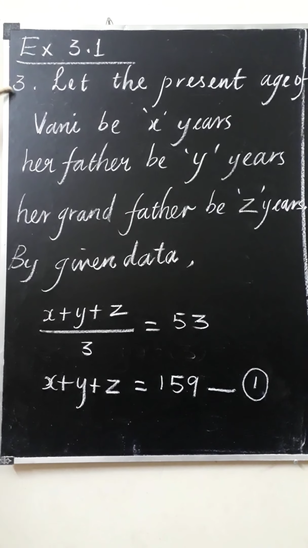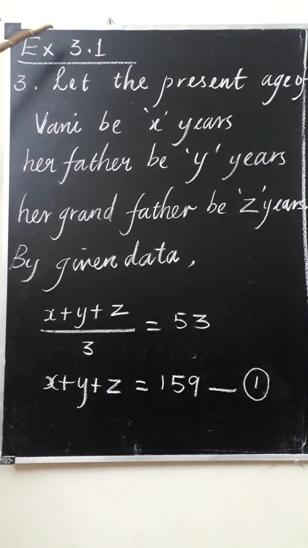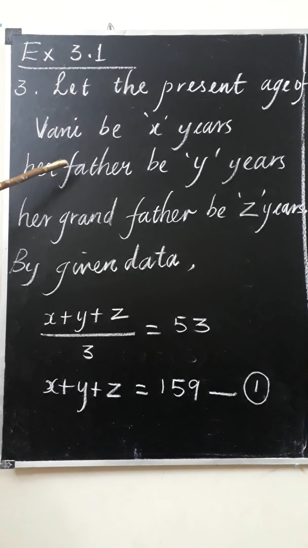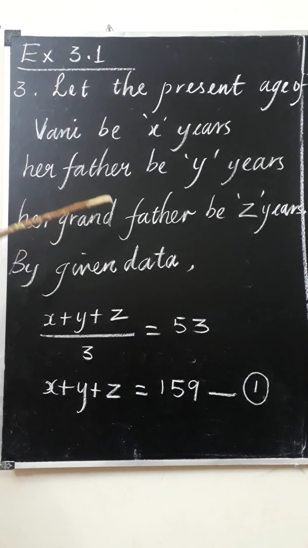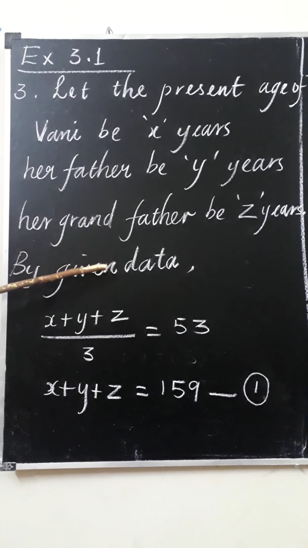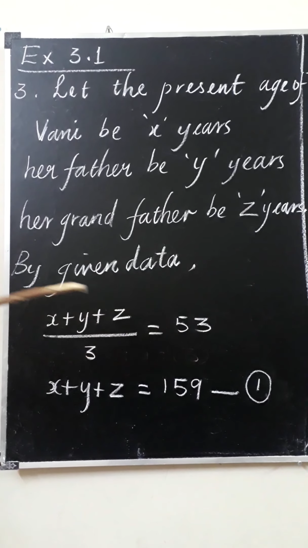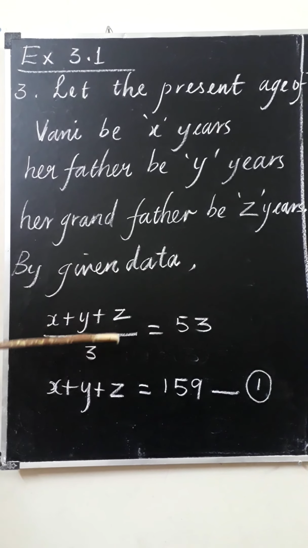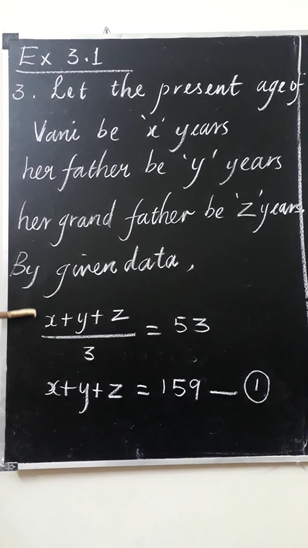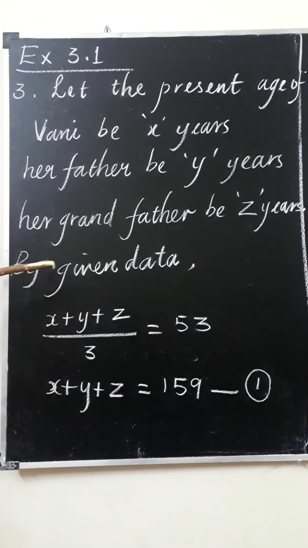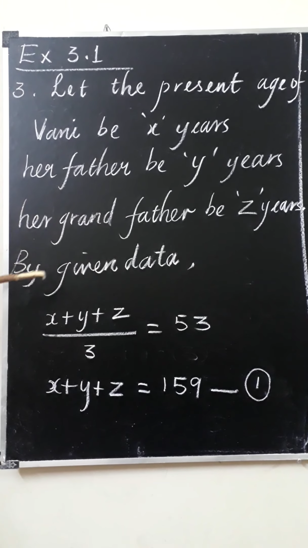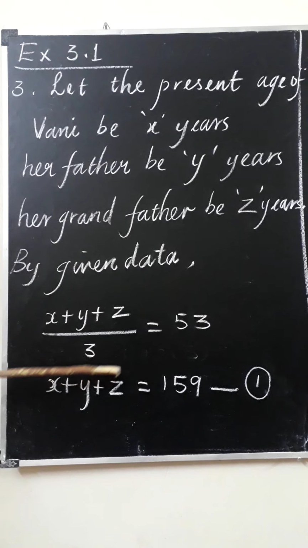Equations for third sum in exercise 3.1. The third sum deals with the age of Vani, her father and her grandfather. We have to find their present age. So let the present age of Vani be x years, her father be y years, her grandfather be z years. By the given data, the first data is the average of their ages is equal to 53. Average of 3 numbers means we have to add those numbers and divide them by 3 to get the average. So the average of Vani's age, her father's age and her grandfather's age: x plus y plus z by 3 is equal to 53.